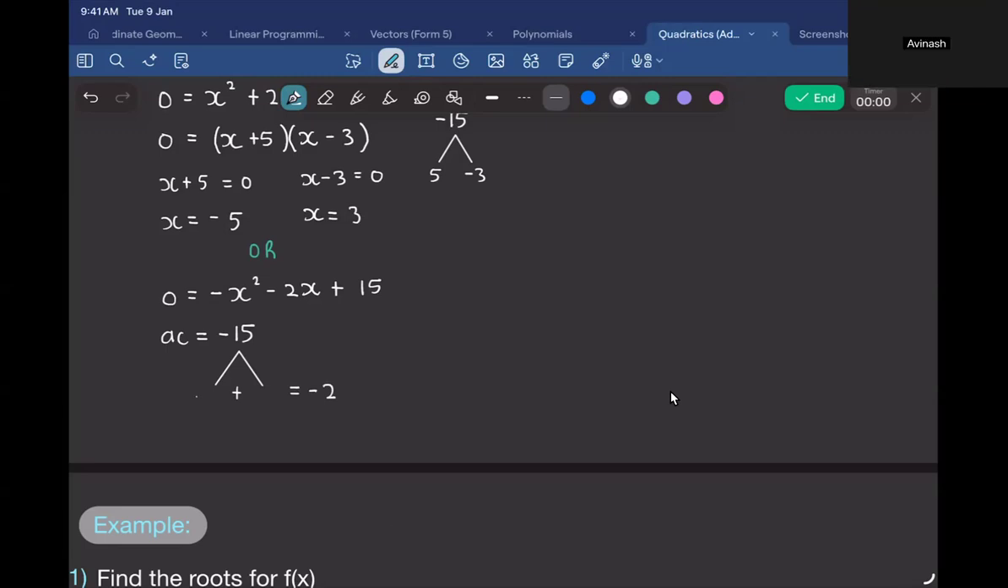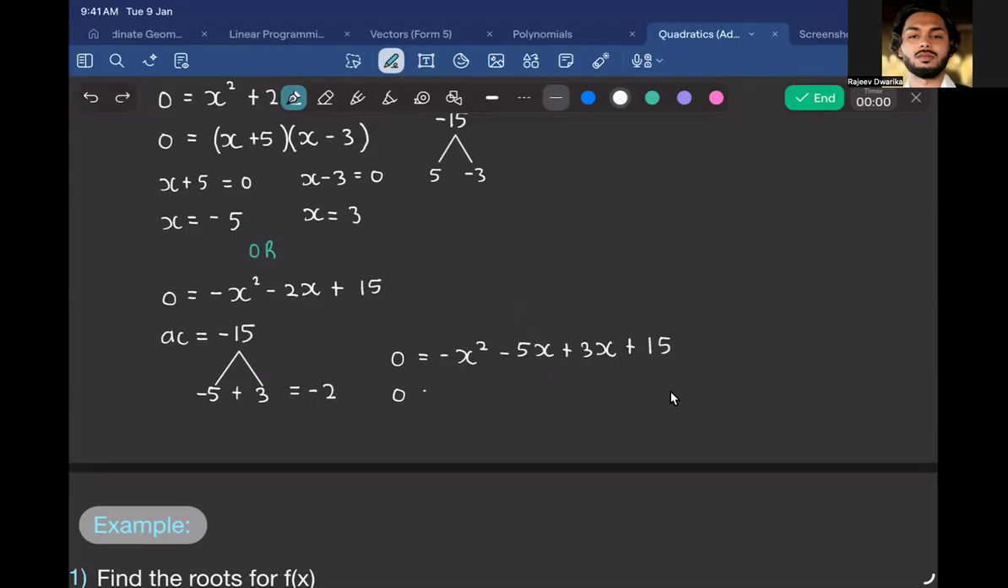Negative 5 and positive 3. Right, negative 5 plus 3. So in other words, I could rewrite the expression as 0 is equal to minus x squared, and instead of writing minus 2x, I'm going to say minus 5x plus 3x plus 15. You with me so far? Yes, sir. Okay, good.